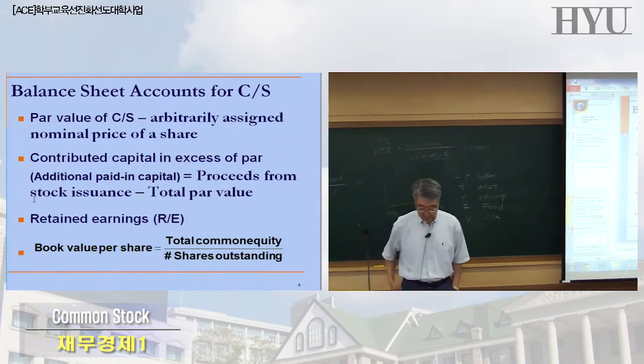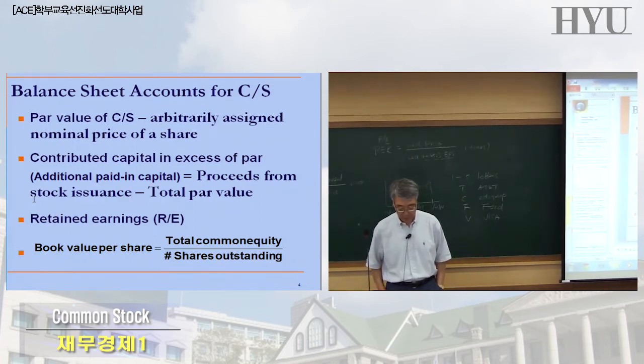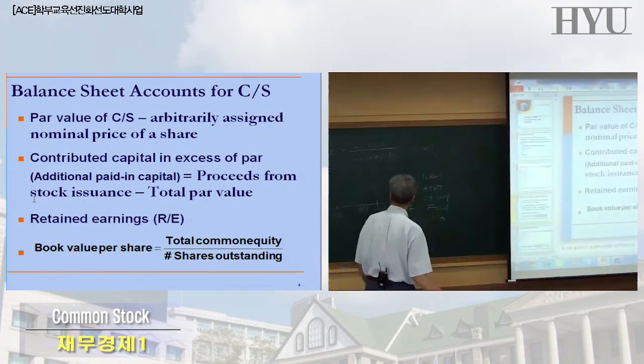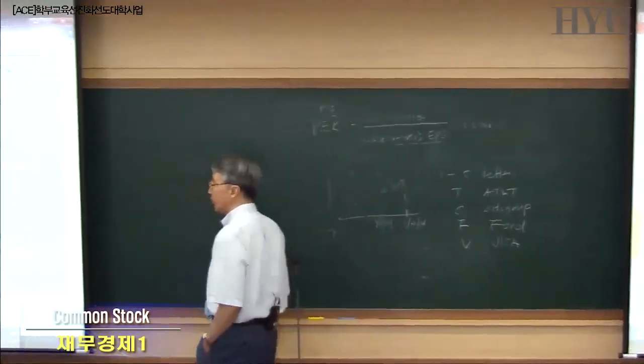And then contributed capital in excess of par, or additional paid in capital, is where the remaining value of the stock issuance is listed. So for example, let's say the company issues 1 million shares.